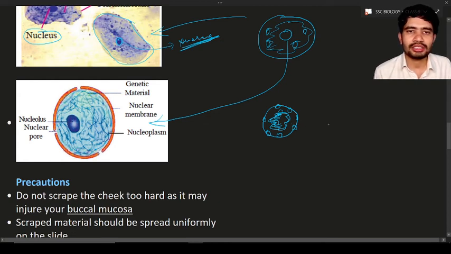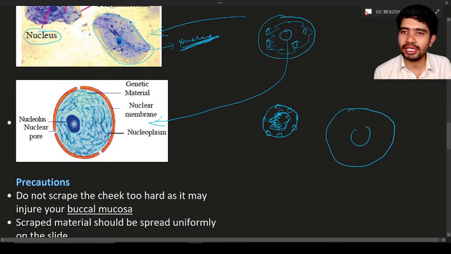Cytoplasm means what? So this is the cell. Okay, this is the nucleus. From here to here, from the nucleus to the cell membrane, there is cytoplasm. Okay, cytoplasm. So inside the nucleus, there is nucleoplasm. Nucleoplasm means the fluid like substance which is present inside the nucleus, that is known as nucleoplasm.